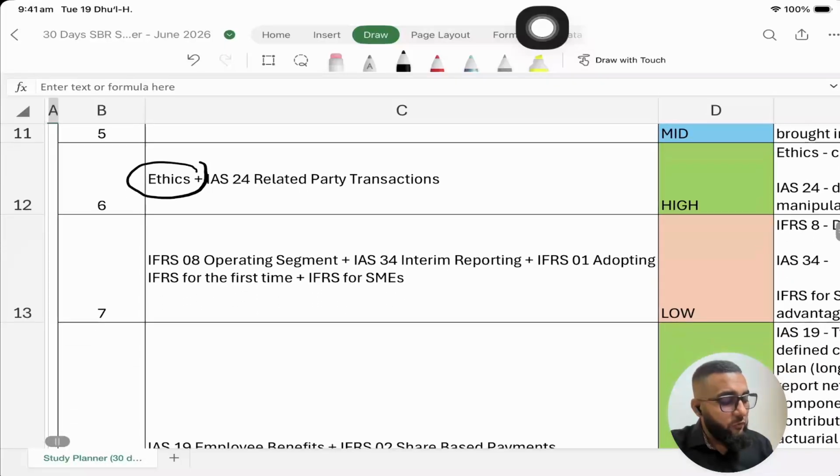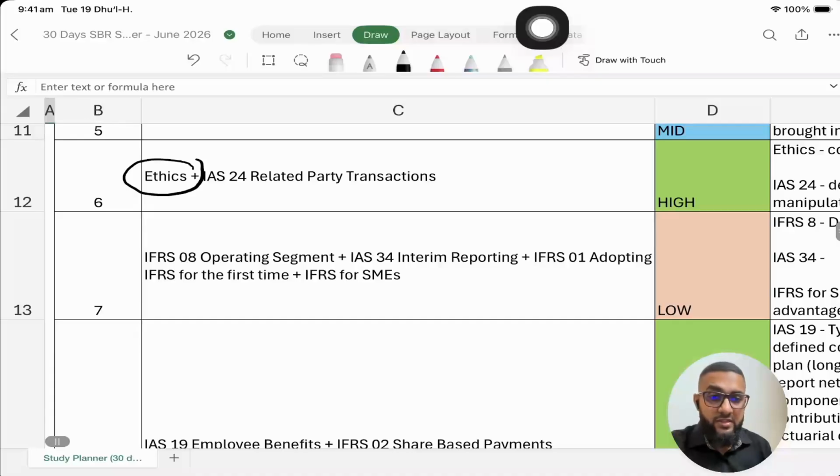And then on day 7, you'll be focusing on IFRS 8 operating segment, IAS 34 interim reporting, IFRS 1 adopting IFRS for the first time, and IFRS for SMEs. Now, this is a low weightage area. Although it's a low weightage area, it's not a no chance area. You will have to know the content of these areas as well, because there have been a lot of times where these standards have been tested from technical standpoint as well as from practical standpoint.